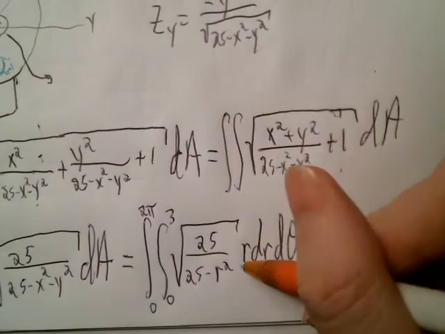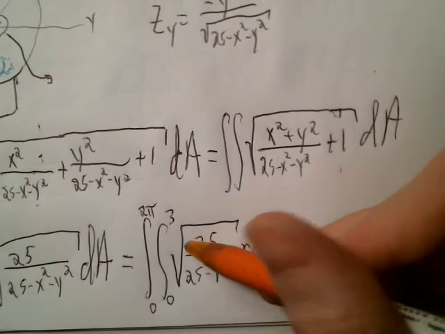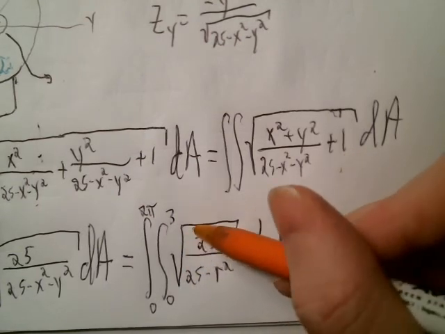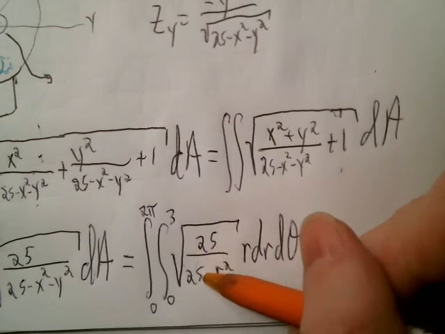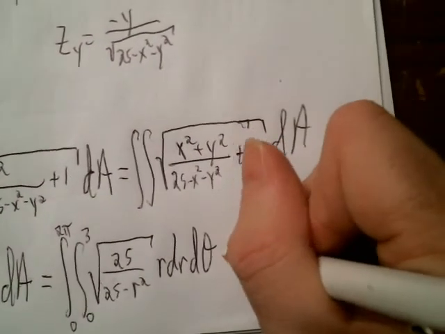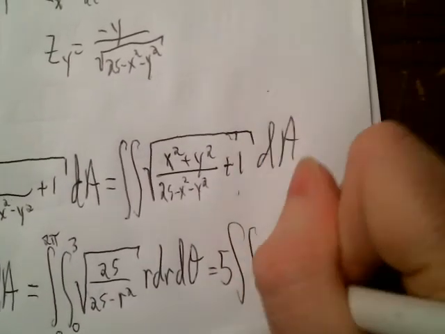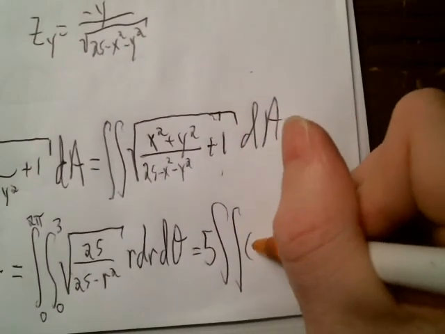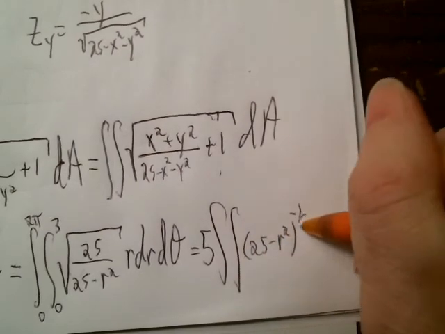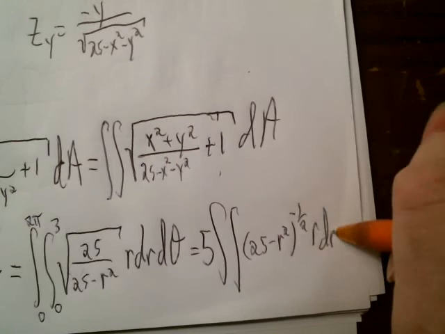Okay. I'm going to simplify a bit. So the square root of a quotient is the quotient of the square roots. So I'll have a square root 25 over square root 25 minus r squared. I'm going to factor out the square root 25. That will give me a 5. And then I have the double integral of 25 minus r squared to the negative 1/2 times r dr d theta.